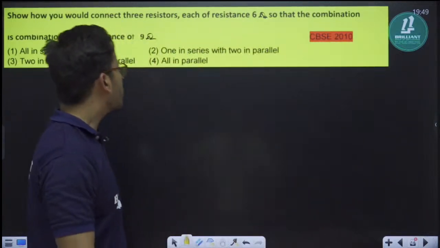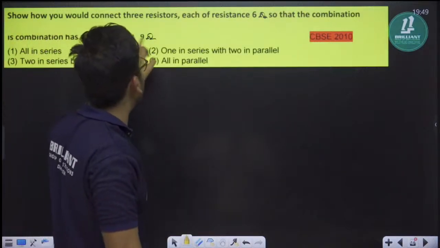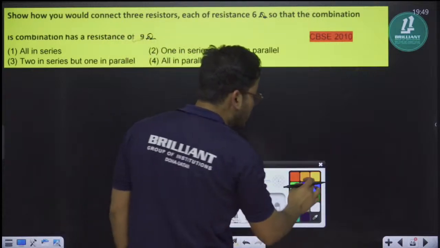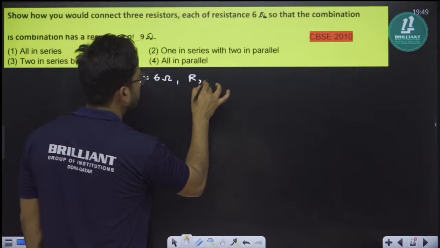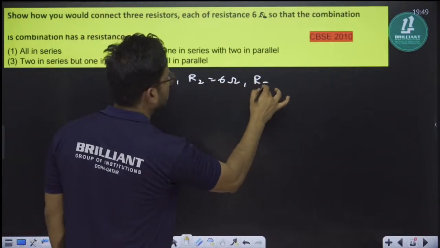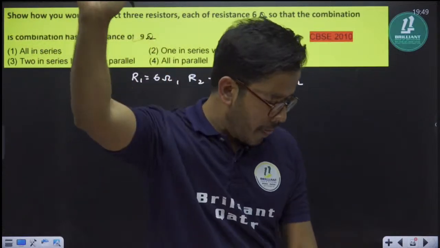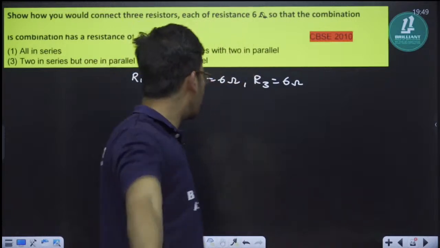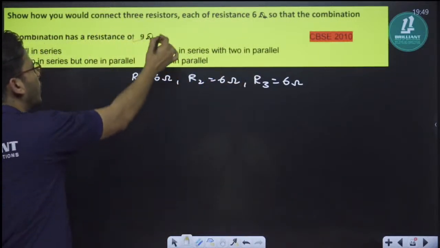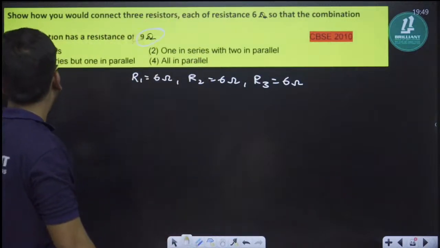All right. So here, show how you would connect 3 resistors, each of 6 ohms, so that the combination gives you 9 ohm. So you have got 3 resistors, right? R1 is equal to 6 ohm, R2 is equal to 6 ohm, R3 is equal to 6 ohm. So you have 3 resistors, 6, 6, 6 each. And the question is, how are you going to connect these in order to get an answer of 9 ohm? And here you have an option, all in series.